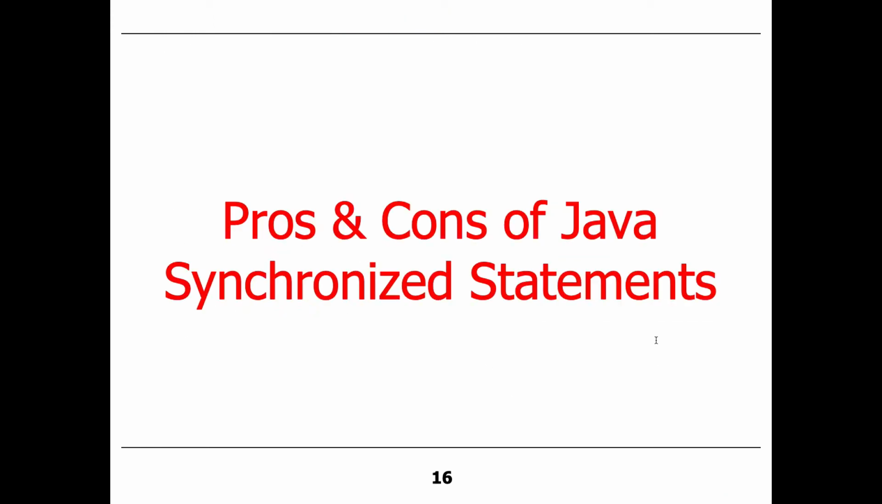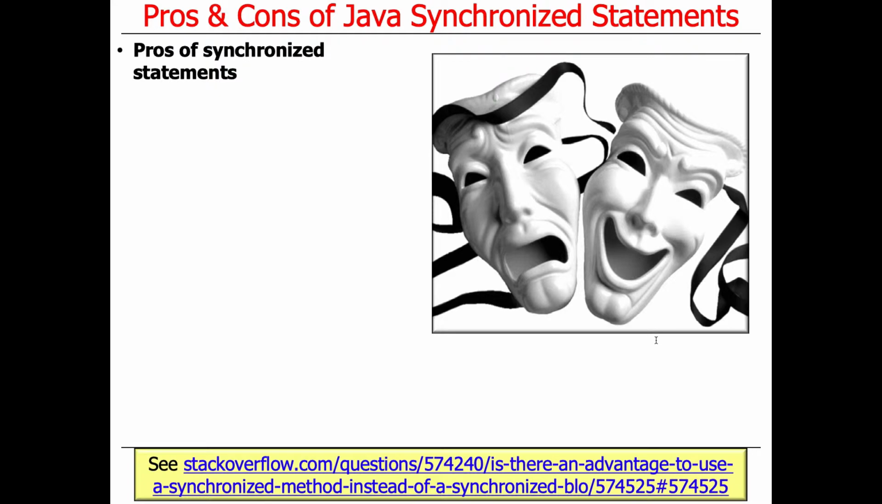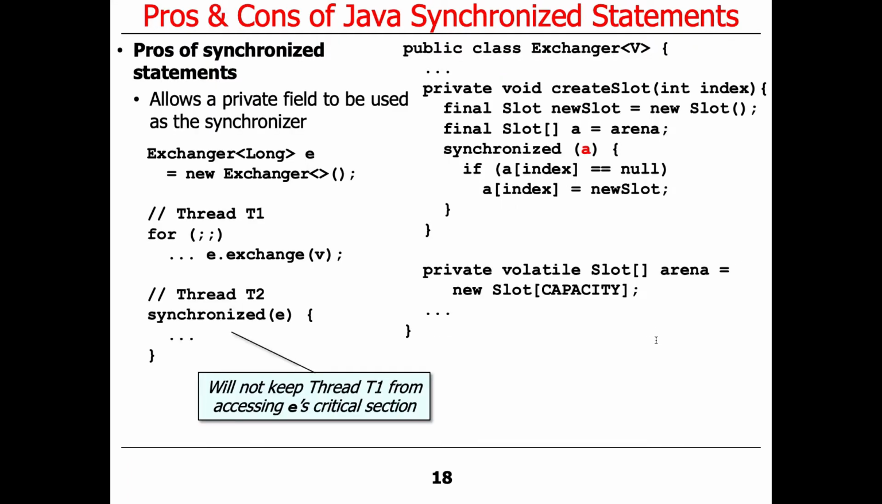So what are the pros and cons of synchronized statements? One nice thing is you can have this private field be used as a synchronizer, so this gets around that weird problem we had before. If you use your exchanger and you try to synchronize on it, that won't keep this thread from doing its thing, because it's not using this, it's using some private internal field. So you don't have any contention for it. It's not visible to be contended with.